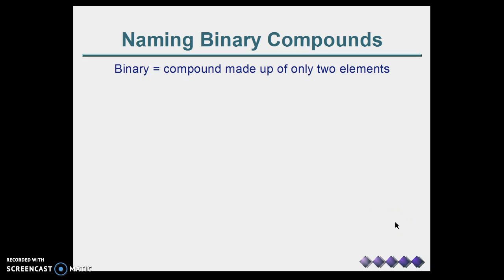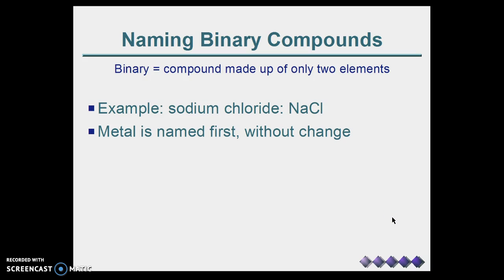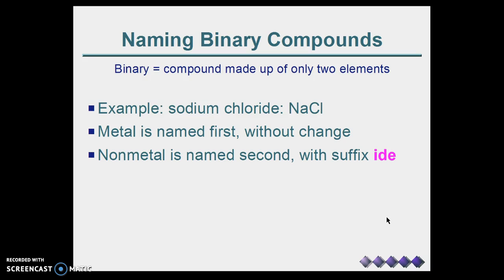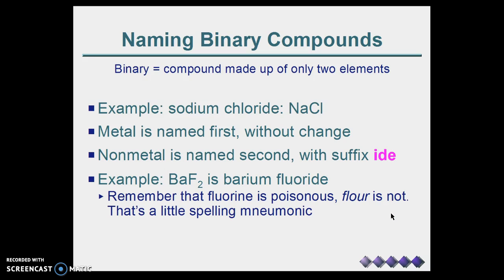Now, how do you name binary compounds? Well, binary means it's made of 2 elements. So sodium chloride, NaCl. We always name the metal first without a change. So we don't say sodiide, we just say sodium. The nonmetal is named second, and since it's a binary compound, it ends in IDE. Therefore, barium and fluorine form a compound called barium fluoride. And remember to spell it with the U before the O.